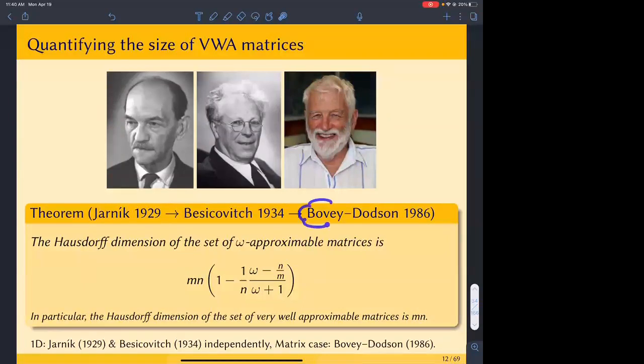Unfortunately, I reached out to the York School of Diophantine Approximation for a photograph of Bovey. So I hope to have a photo of Bovey at some point, but I don't have one as yet. So this is Dodson. I'm sorry. So I'm missing a photo of Bovey. If anyone has a picture of Bovey, please send it to me. So it took a while before they could again clarify the situation in the matrix case. It takes a while, okay? So remember this theme that it takes a while to go from 1D to the general case. And you really need to develop quite a bit.